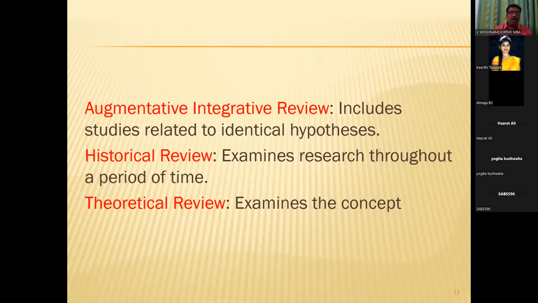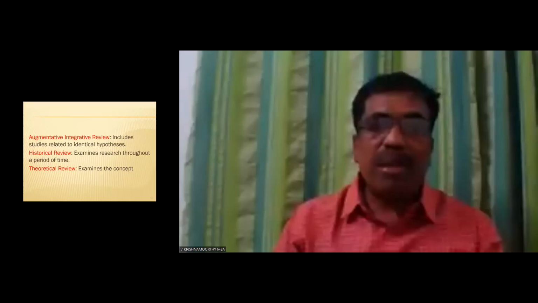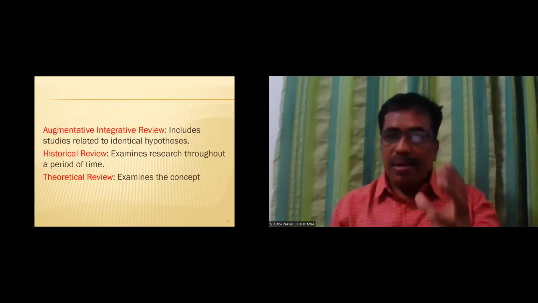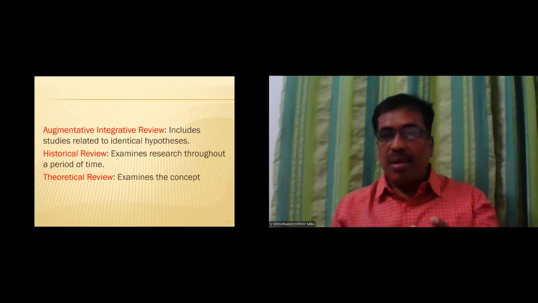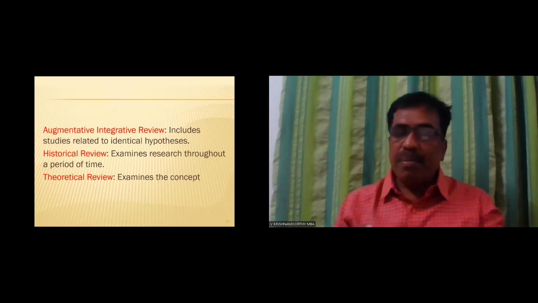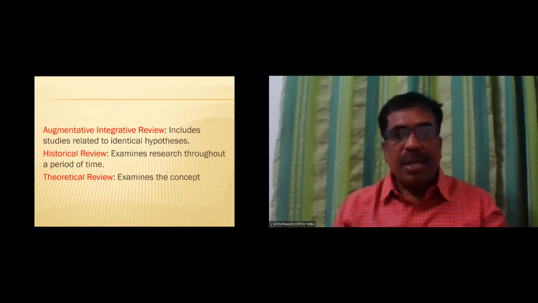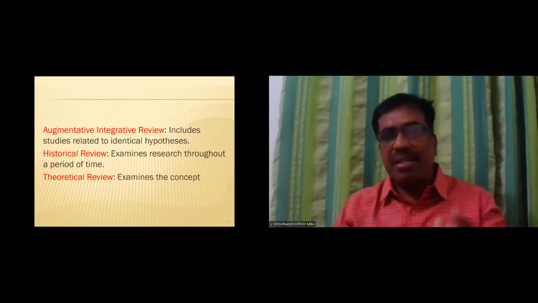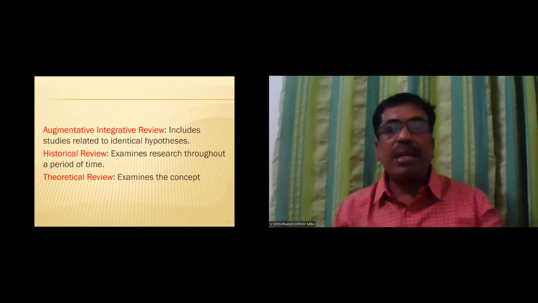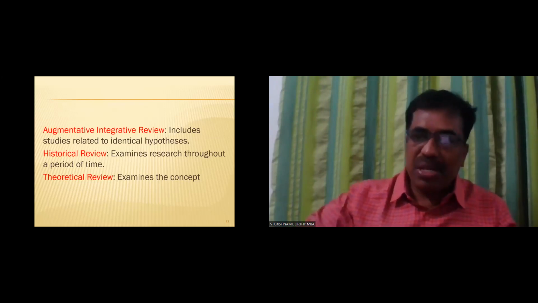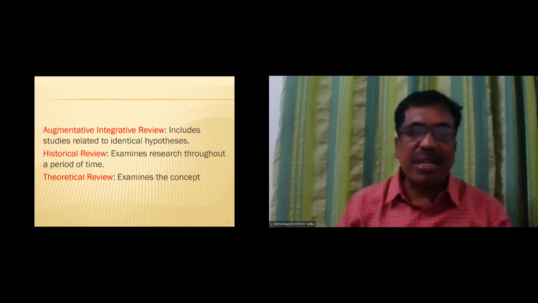Next one, argumentative review. That means sometimes a review of literature compares studies related to identical hypotheses. For example, already we have seen null hypothesis, alternate hypothesis, simple hypothesis, complex hypothesis, directional hypothesis, non-directional hypothesis. If you write a review of literature based on this, it is said to be an argumentative review of literature. I'm just explaining the different types of review of literature.